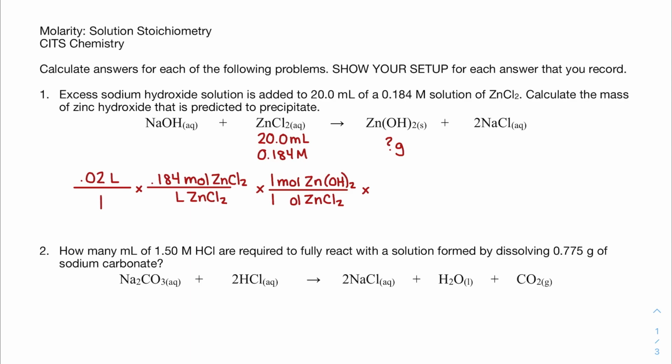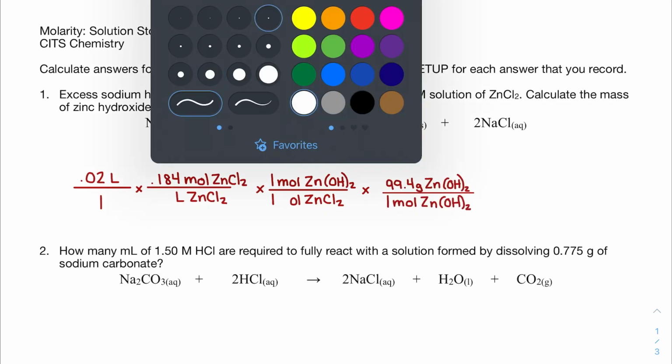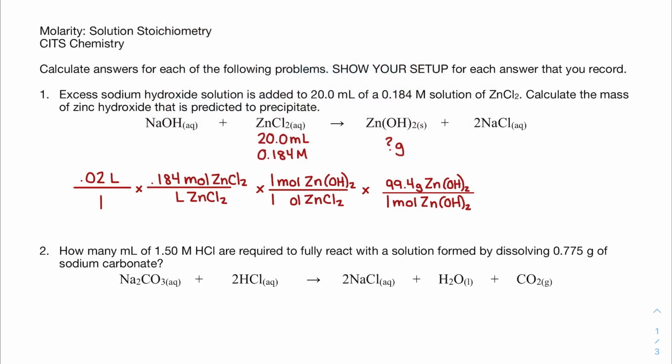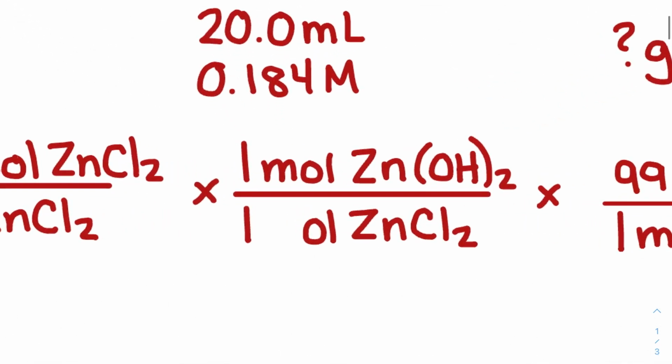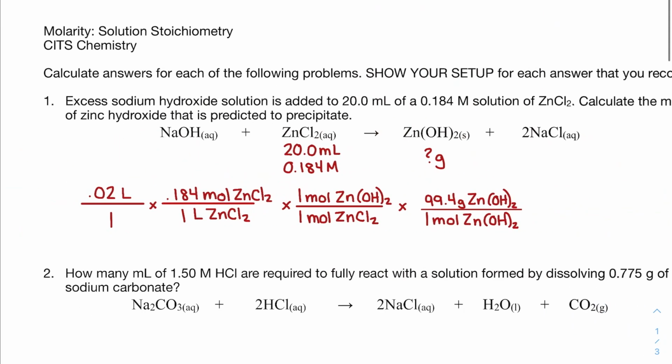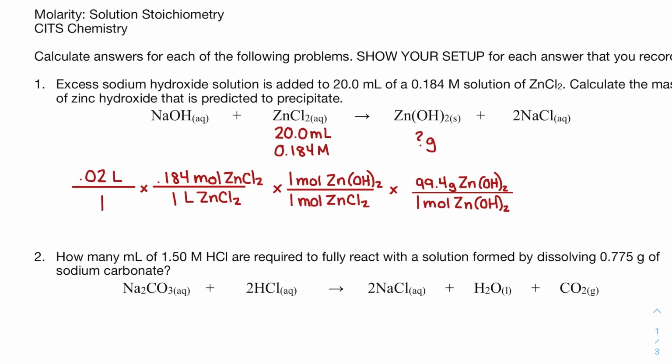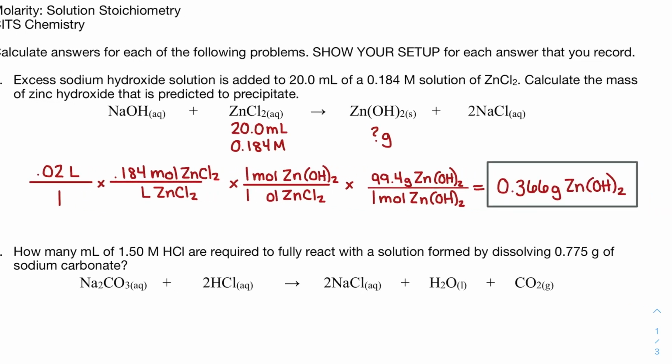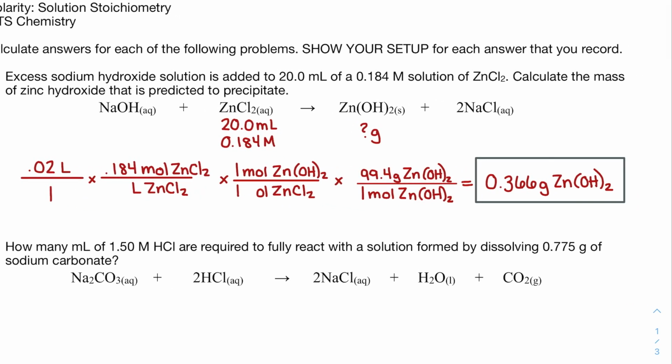Then in the next step, I need to figure out how many grams of zinc hydroxide I have. So now I can use the molar mass. 1 mole of zinc hydroxide is going to be 99.4 grams of zinc hydroxide. I'm going to go back in and do one really quick thing here because I noticed in my edits I was missing a few things. Then when I calculate that out, I'm going to get a final answer of 0.366 grams of zinc hydroxide.